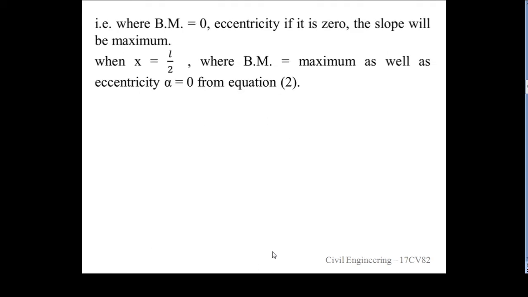Where the bending moment is 0 and the eccentricity is 0, the slope will be maximum. When x is equal to L/2, at half of the span, the bending moment is maximum as well as the eccentricity, and alpha is equal to 0 from equation number 2.